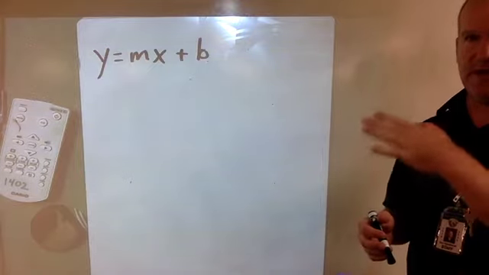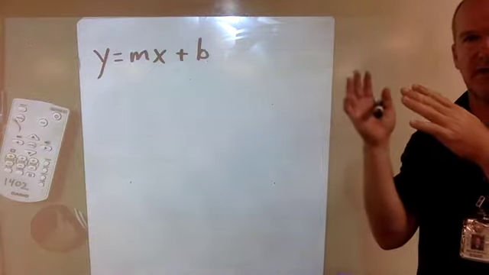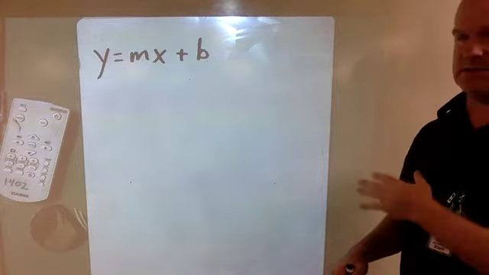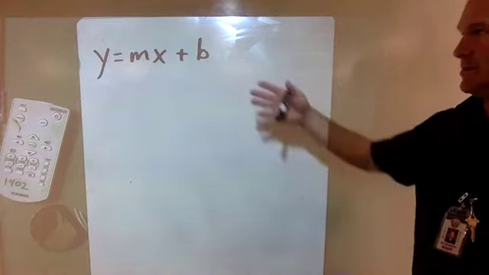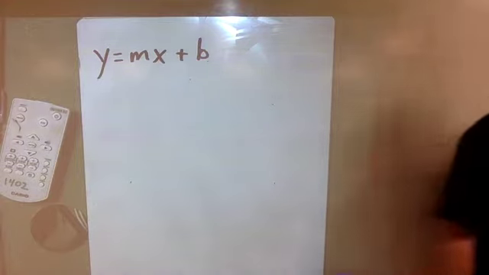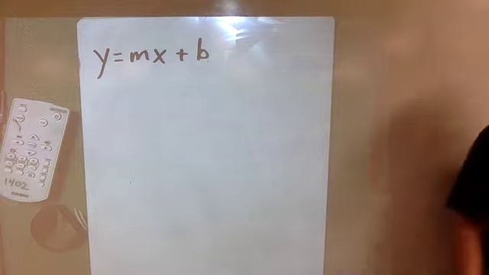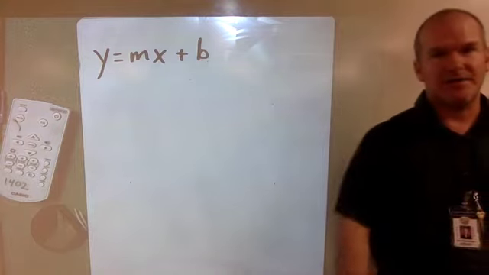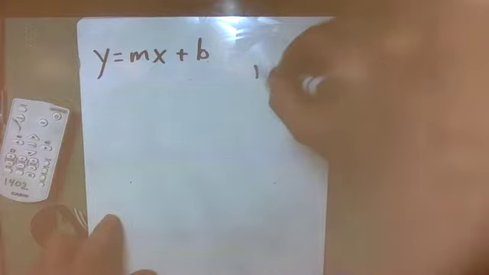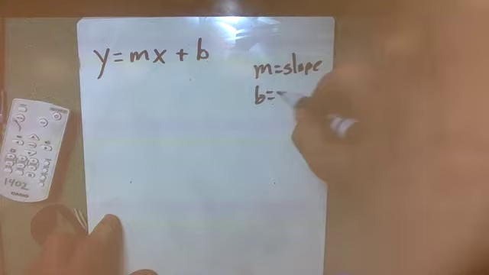If both lines are tilted at the same angle, then they're parallel, and that tilt is the slope. And the slope in this formula is m. So hopefully you recognize y equals mx plus b from last year in algebra, because that is the equation for a line, where m is equal to the slope and b is equal to the y-intercept.